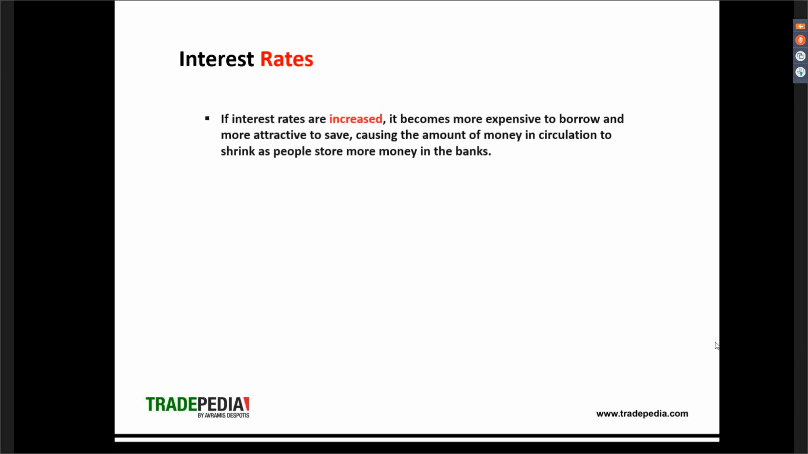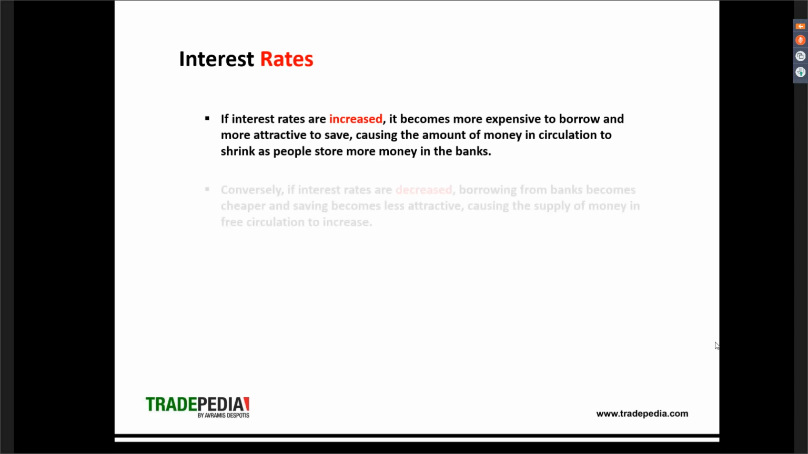So if interest rates are increased, what does this mean? It means it becomes more expensive to borrow money and it becomes more attractive to save. More attractive to save because we're earning a higher interest rate for the money we deposit. More expensive to borrow because we're paying a higher interest rate for the money we are borrowing. Now, these two effects together cause the amount of money in circulation to shrink, as people have more incentive to save money and less incentive to take out loans now that loans are more expensive. So an interest rate increase shrinks the money supply in circulation.